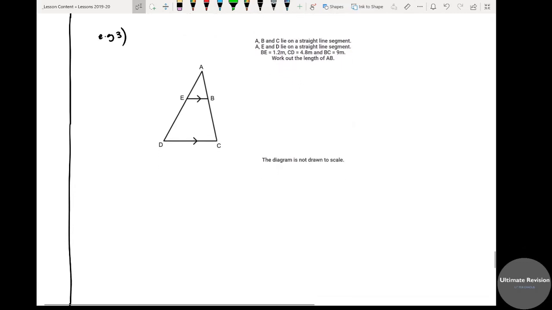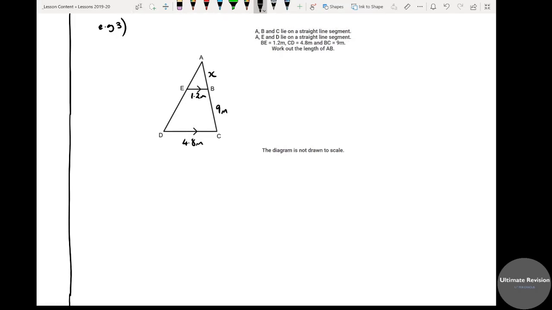Right, example number 3 is, in some ways it's similar. It's a bit easier in some ways, but we'll see why it's not in another. And I approach it exactly the same way. So I'm going to label on the sides again. So B to E is 1.2. C to D is 4.8. B to C is 9. And I'm trying to work out A to B. So let's call that X.